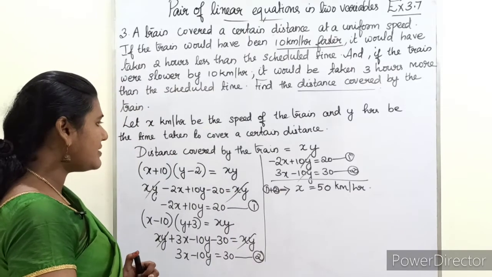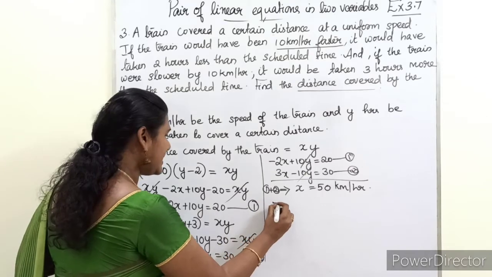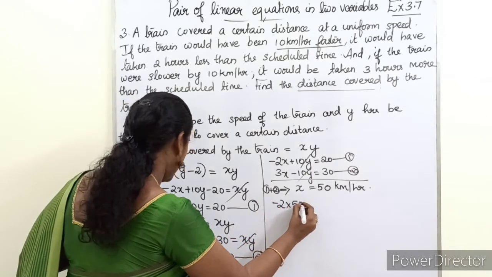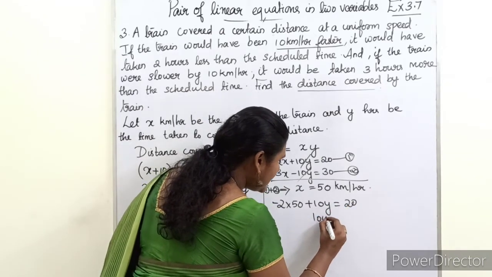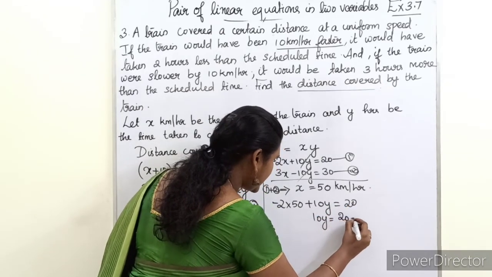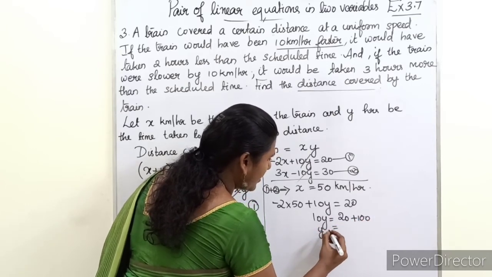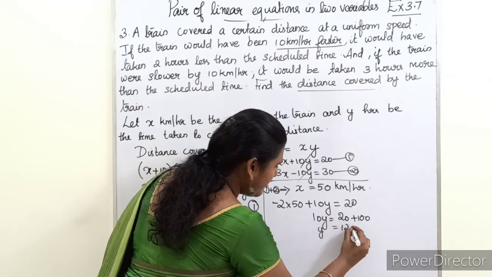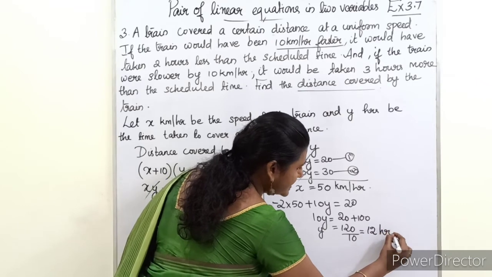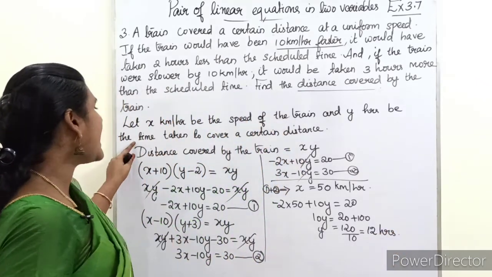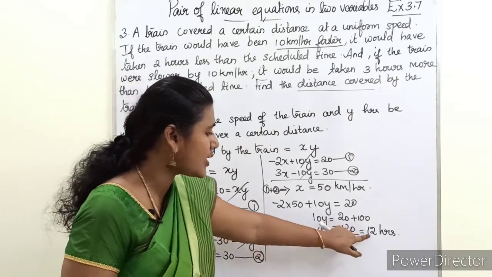Now this value we will substitute in any one of the equations. In equation 1 we will substitute, that is minus 2 into 50 plus 10y is equal to 20. So 10y is equal to 20 plus 100, that is 120. So you will get the answer y is equal to 120 by 10, which is equal to 12. So 12 hours. So y is nothing but the time taken by the train to cover a certain distance. So we got y is equal to 12 hours.